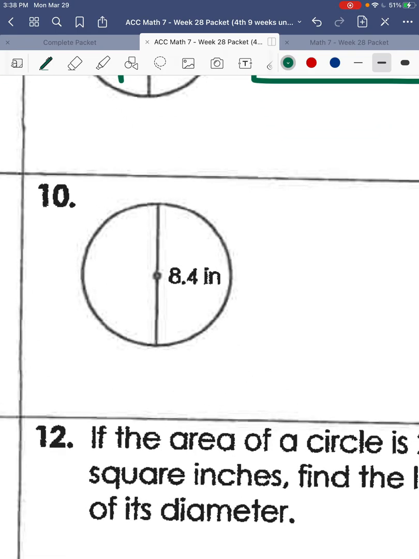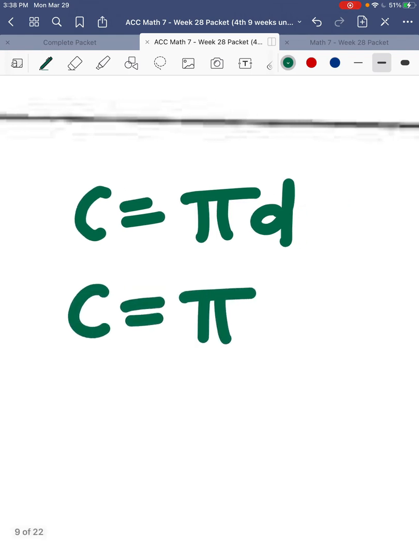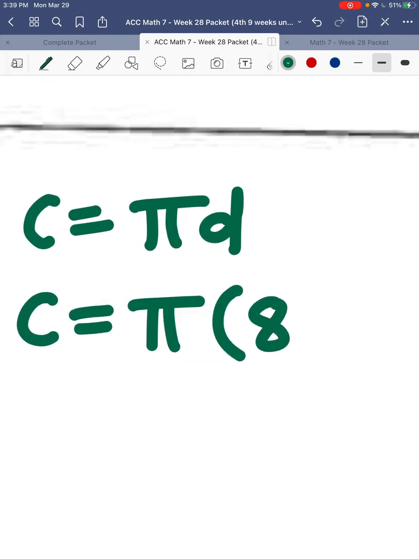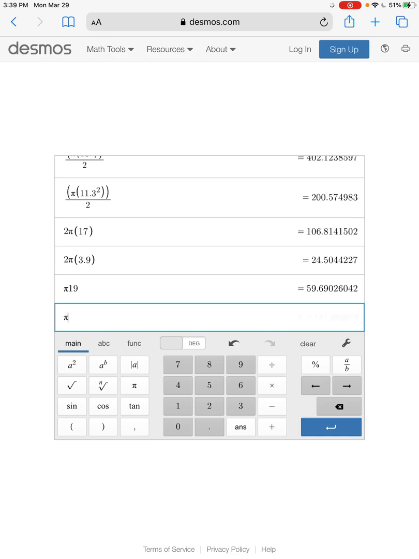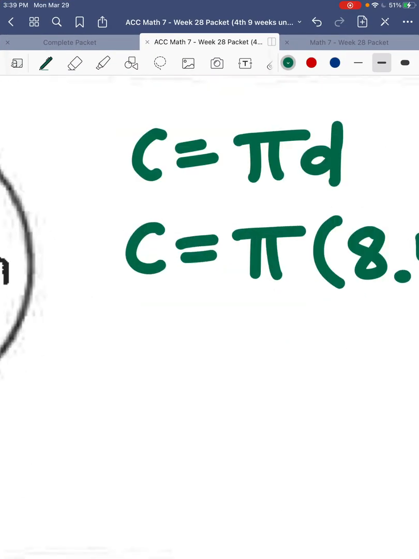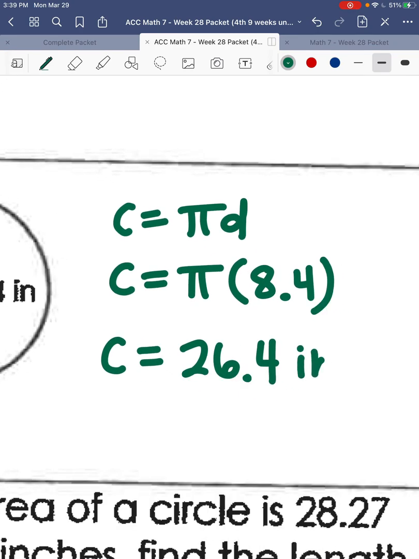Okay, and number 10, again, we're given the diameter. So this is a good chance to use the C equals pi times D formula. So C equals pi times the diameter, which is 8.4. And I'm going to put that into my calculator. So pi times 8.4, and I get 26.38. That 8 tells me I need to round up, so 26.4 is our circumference. And it's 26.4 inches.